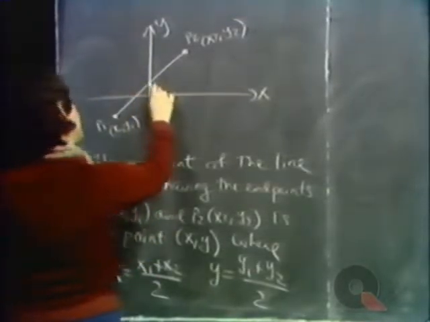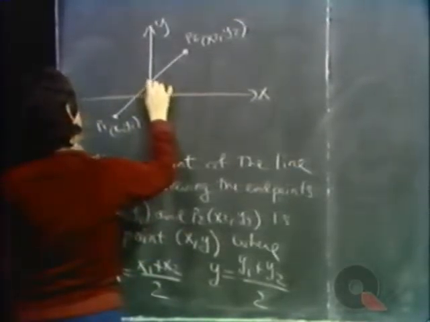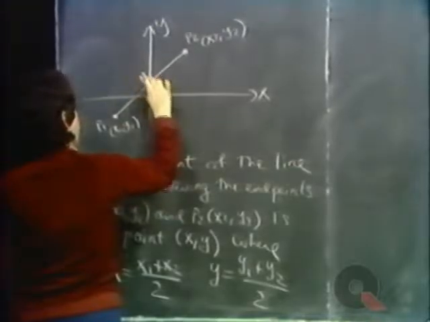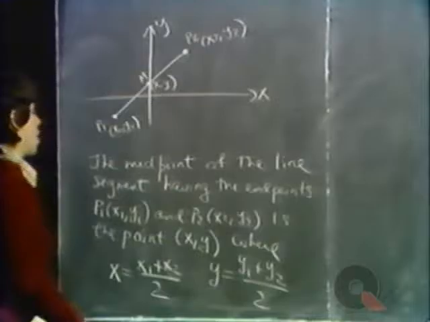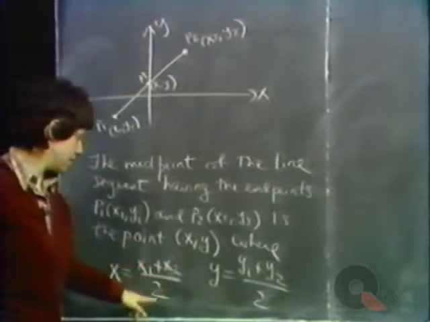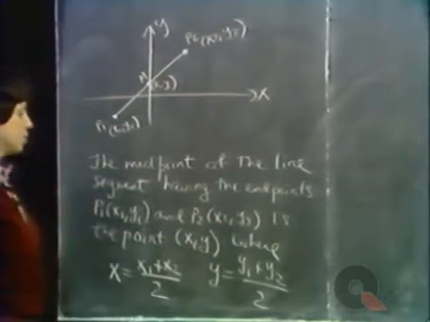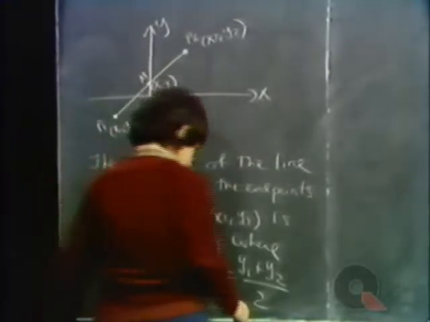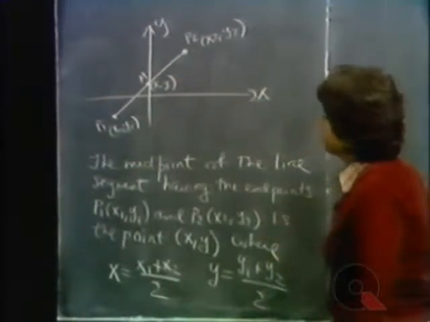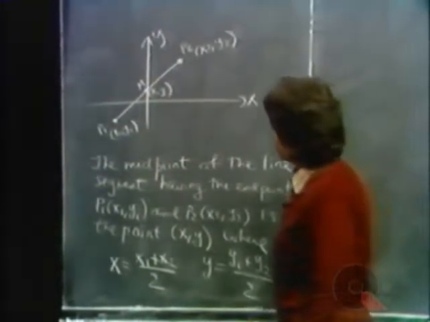So right around here, it looks like we have the midpoint. We can denote that by M. That's the midpoint. It has coordinates x, y, where x is x1 plus x2 over 2, y is y1 plus y2 over 2. Those are the coordinates of the midpoint. I'm also interested in the distance between points P1 and P2.